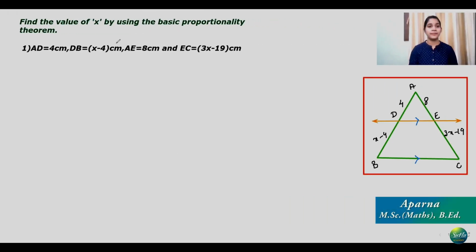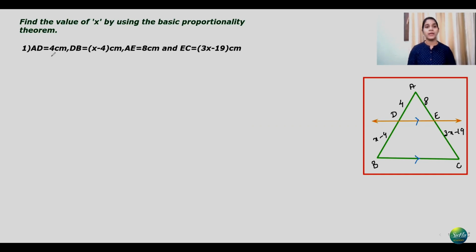Here we have a question to find the value of X. So we are given with the values for the sides, AD as 4 centimeters and DB as X minus 4, AE as 8 and EC as 3X minus 19 centimeters. So by using the basic proportionality theorem, we can find out the value of X.